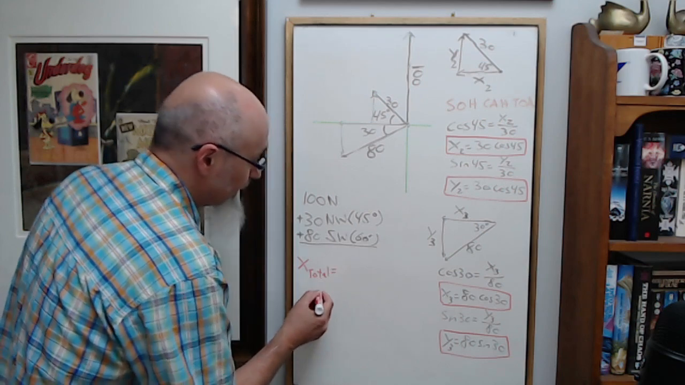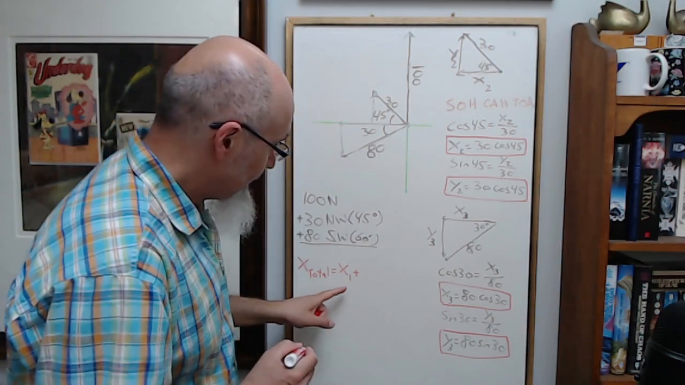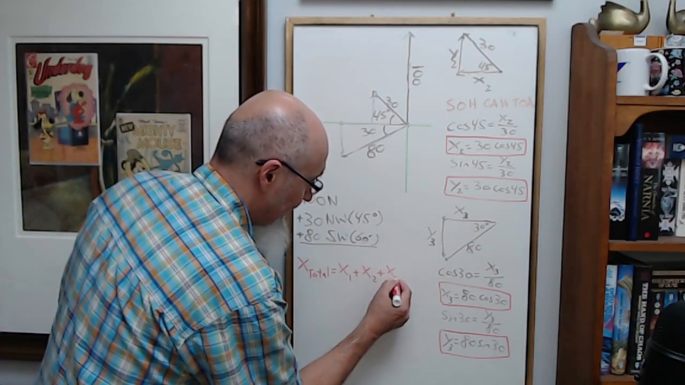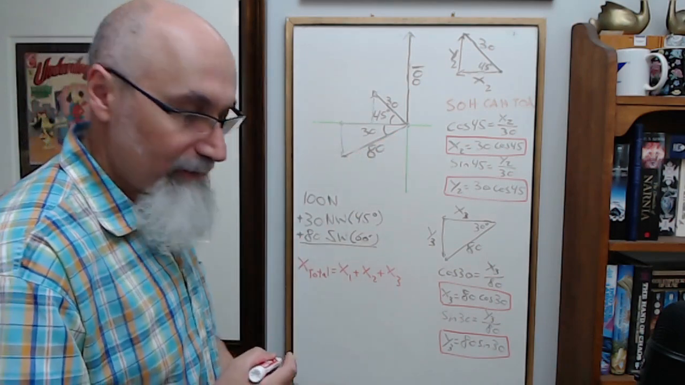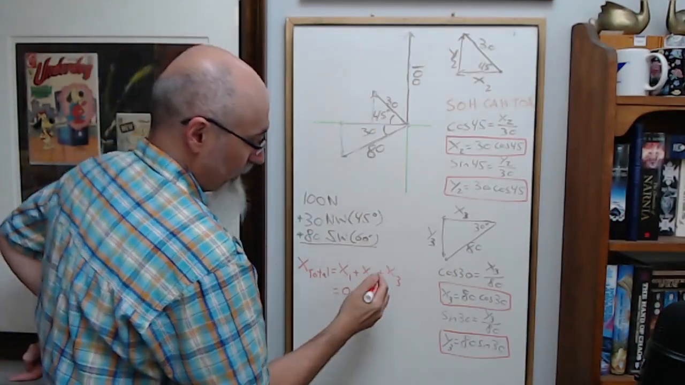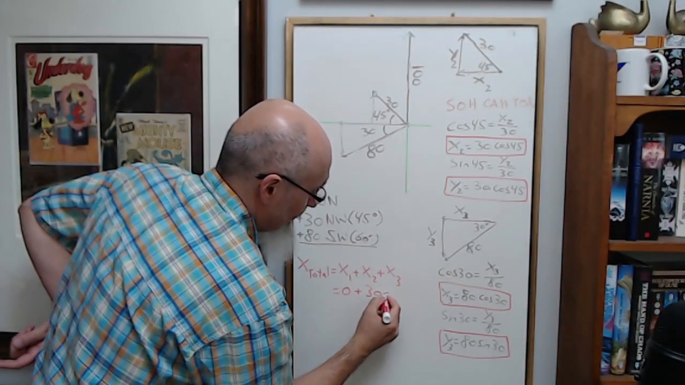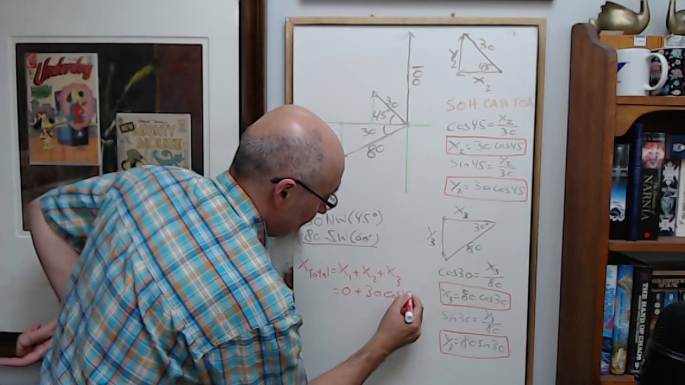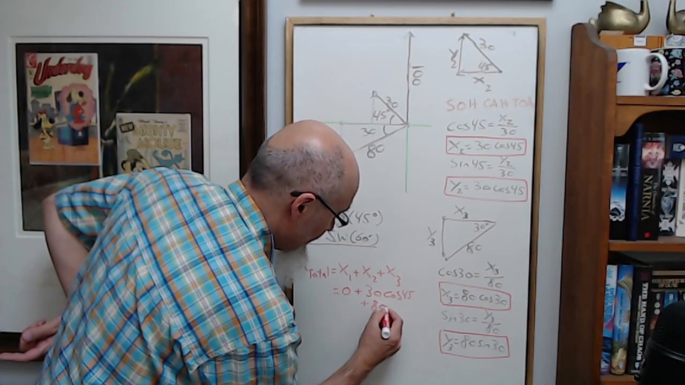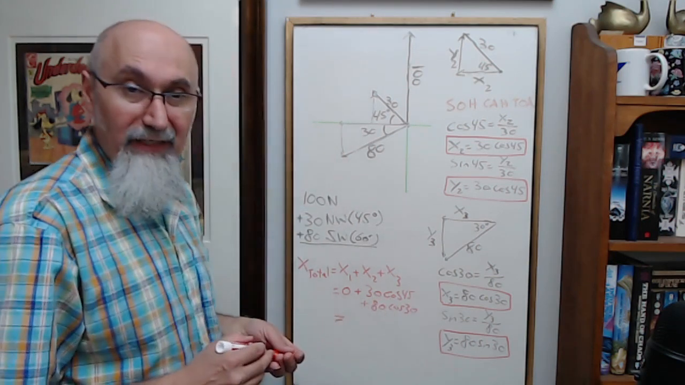X total is going to be the x part of number one plus the x part of number two, which is right here, x2, plus the x part of the 80, right? Well, the x part of number one is zero, because it's not moving in the x direction, it's only moving straight up in the y direction. The x part of number two is this guy, 30 cos 45, plus the x part of the third part, which is 80 cos 30. And what you can do is you can punch that into your calculator.